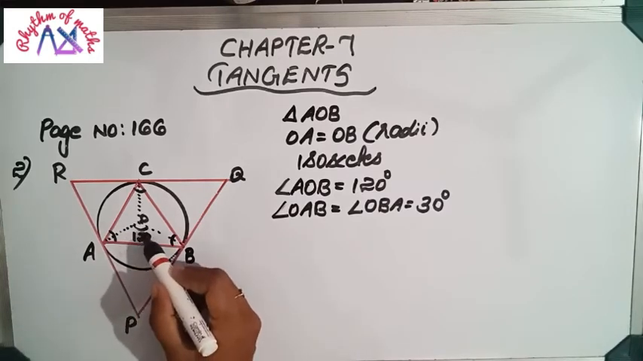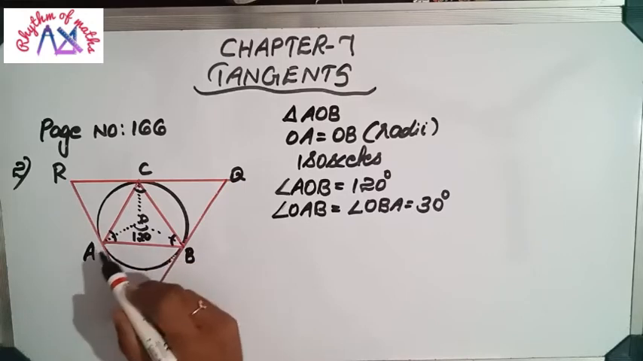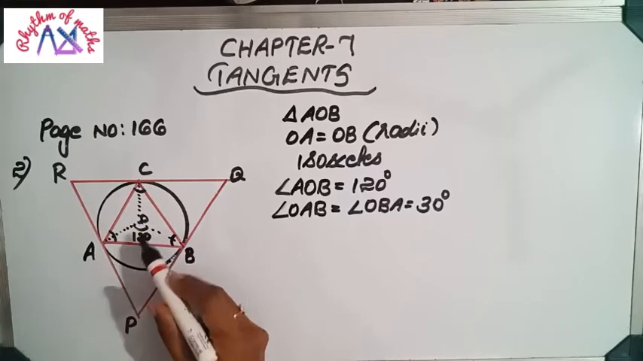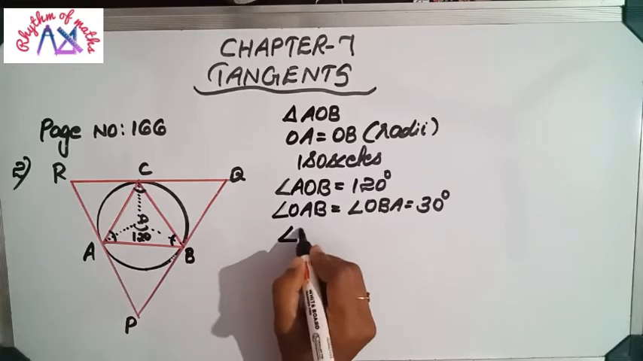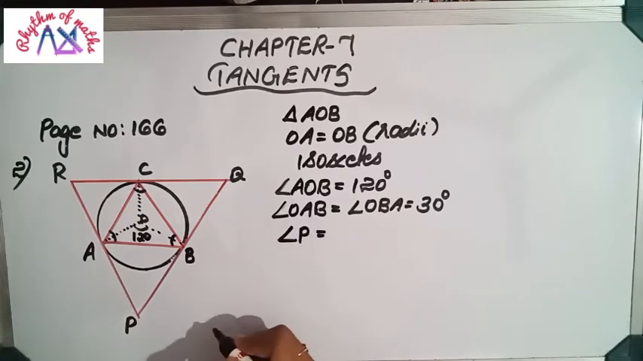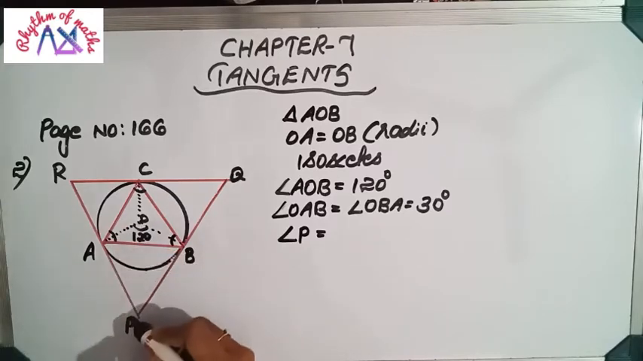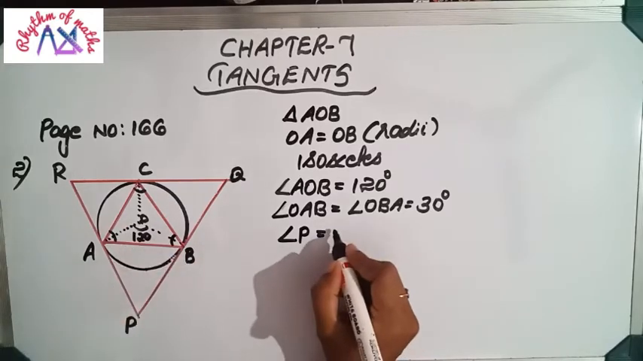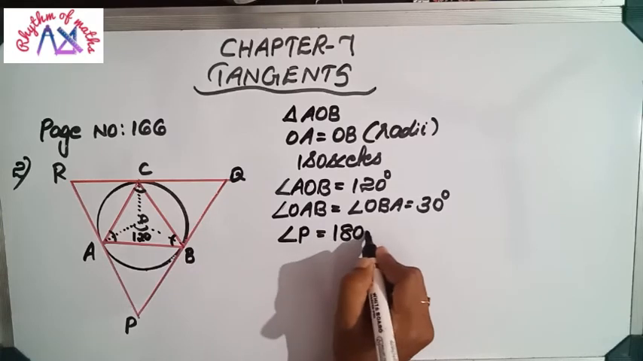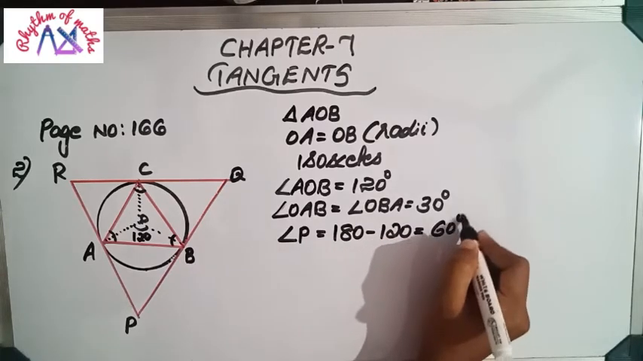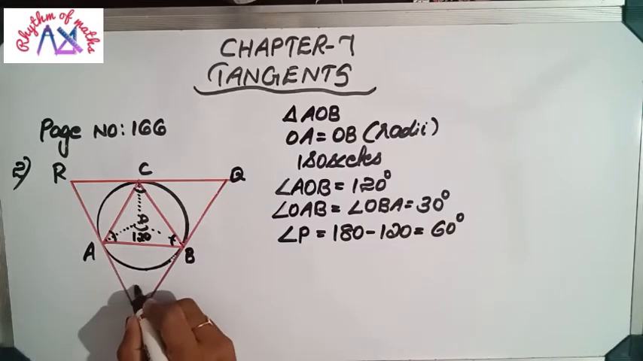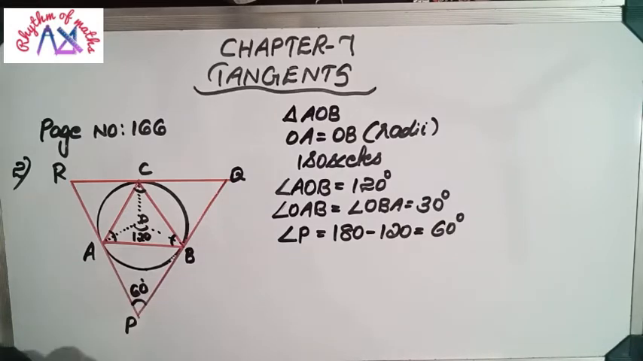Now if this angle is 120 degrees, the angle between the radii, then what will angle P be? Angle O and angle P are supplementary, so 180 minus 120 equals 60 degrees. So here we got angle P as 60 degrees.